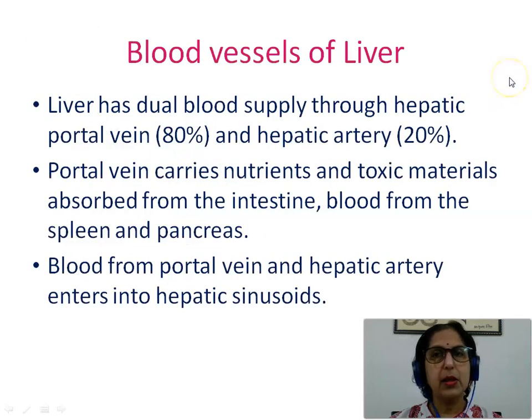Let us now see the blood vessels of the liver. Liver has dual blood supply through the hepatic portal vein, which gives 80% of the blood supply, and the hepatic artery, which gives 20%. The portal vein carries nutrients and toxic materials absorbed from the intestine, and blood from the spleen and pancreas. Blood from the portal vein and hepatic artery enters into the hepatic sinusoids.